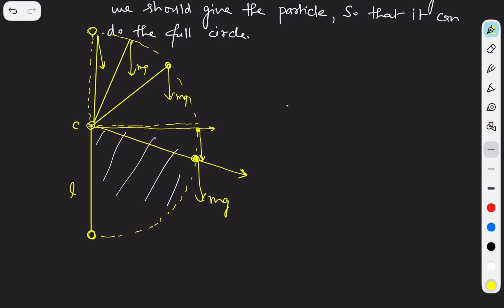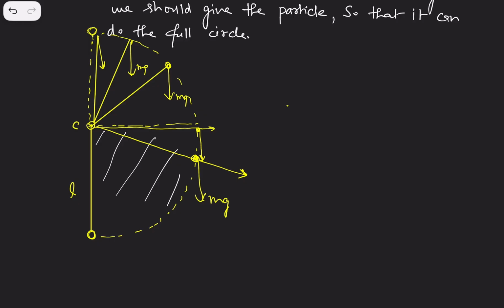Now, as the particle goes up, its velocity is decreasing. And if velocity is decreasing, of course the force needed towards the center also decreases. In this case, because the mg component towards the center is increasing, the tension value will automatically be decreasing.